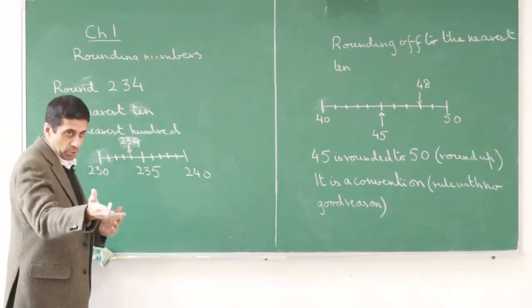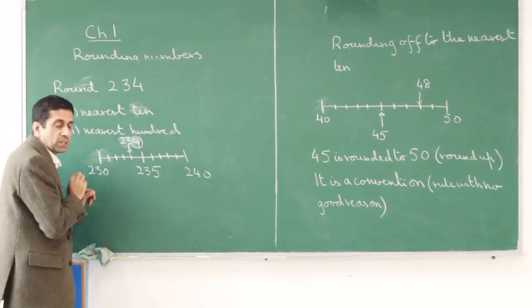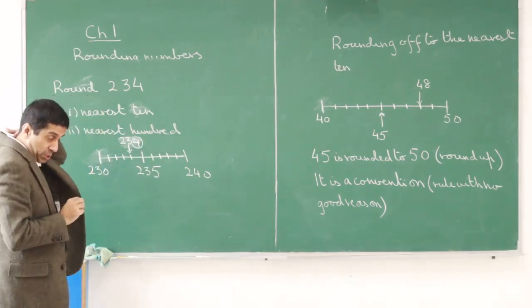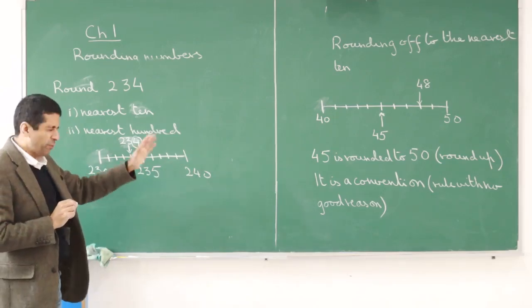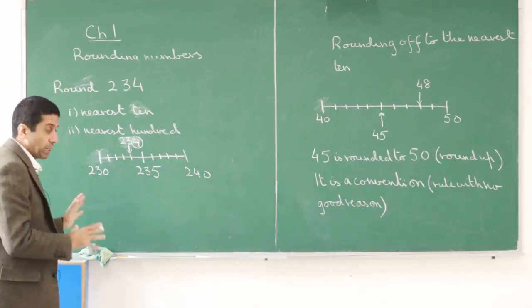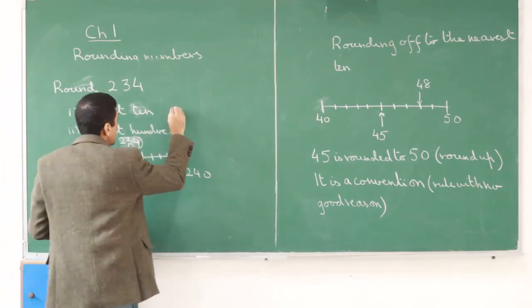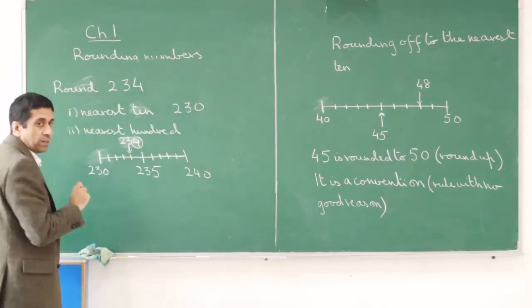That's exactly what you said. You look at this digit, which is the next digit to the tens, which is the ones place. You see if it is 5 or more, then you round up, and if it is less than 5, you round down. Okay, great. So that's the answer to this one. This will be 230. What about the nearest 100? 234.